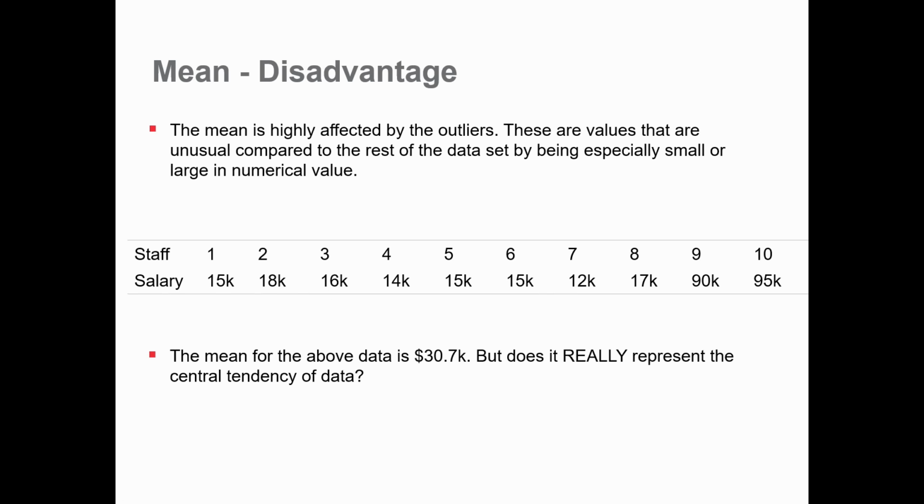So in this data set, the outliers are 90k and 95k, the staff number 9 and 10. If you take a mean, which is the sum of all the values divided by 10, it is 30.7k for this data. But does it really represent the central tendency of the data? I don't think so, because we are getting 30 since the values 90k and 95k contributed more to the mean. So this is a disadvantage when it comes to mean.